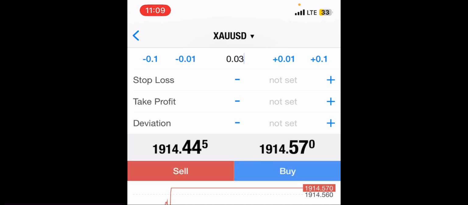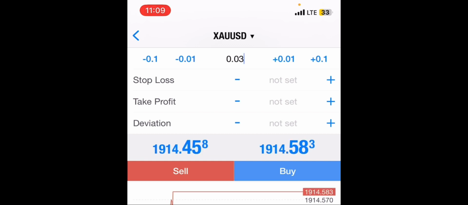So that's simply how to set your lot size on your MT4. This is for an iPhone interface. If you're using an Android, it's not difficult. You can still find it and set your lot size by yourself. Okay, so let's move on to the next thing.